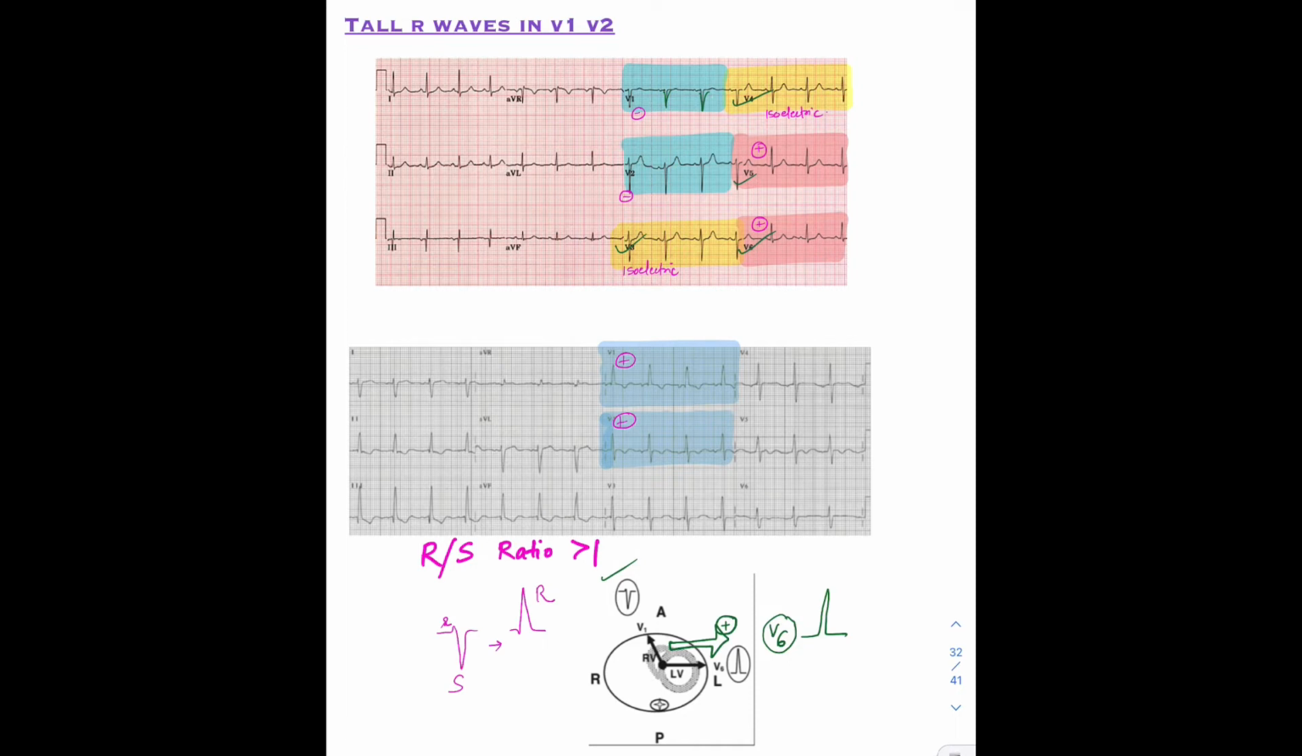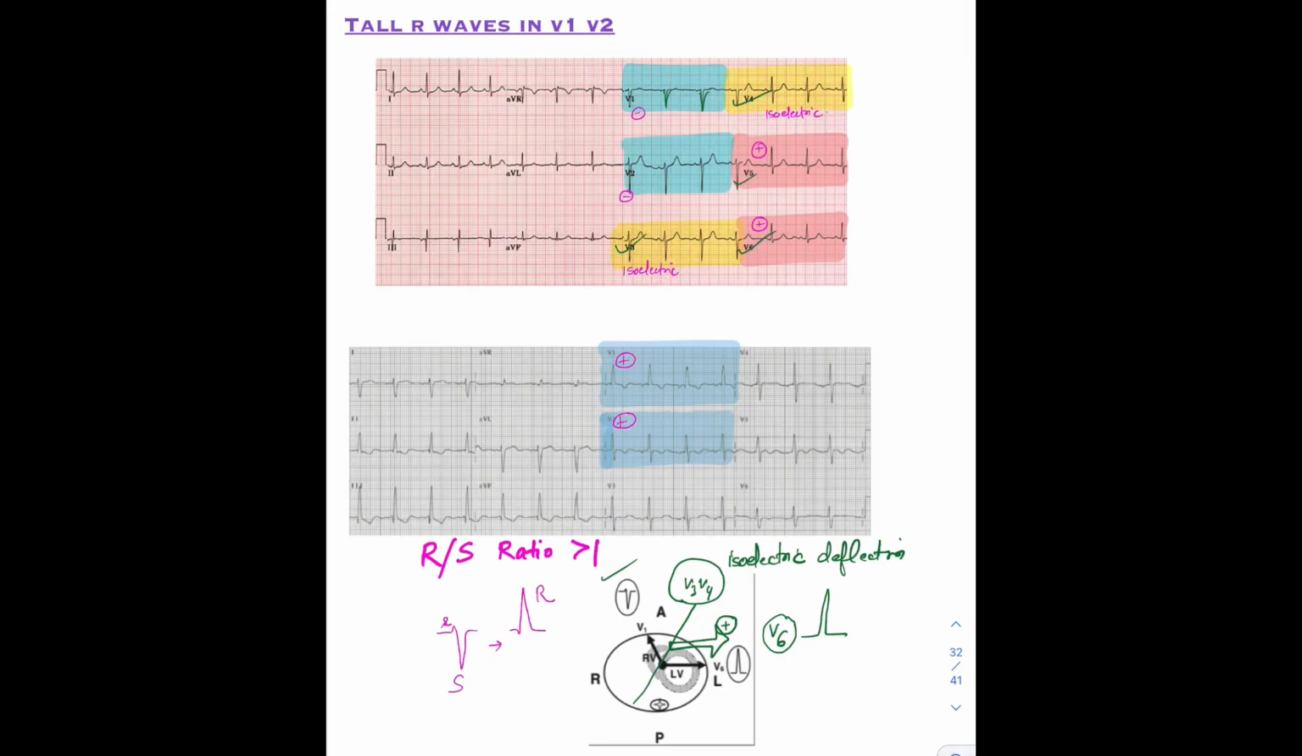When you talk about the leads V3 and V4, so the leads V3 and V4 will be lying somewhat over here. So the leads V3 and V4 are lying almost perpendicularly to the leads V5 and V6, and we know that when we try to record current in a perpendicular lead, it will show an isoelectric deflection.